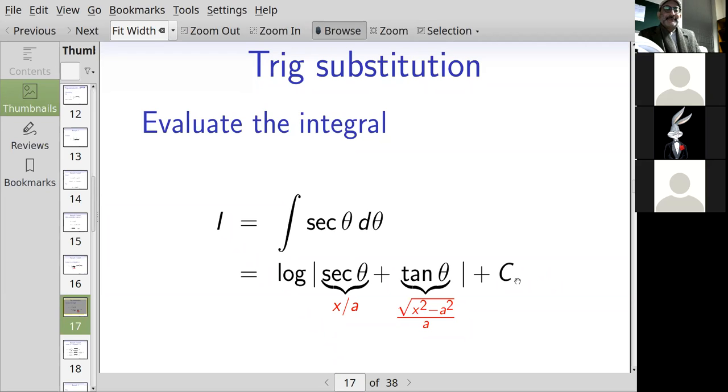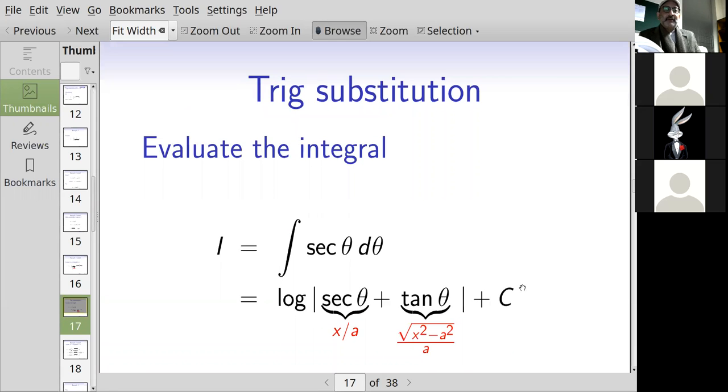Now, this was one of those new results that we had now that we had the logarithm and the exponential functions, right? The integral of secant theta d theta is the logarithm of the absolute value of secant theta plus tangent theta plus c. Remember, this is an indefinite integral, so always a plus c.